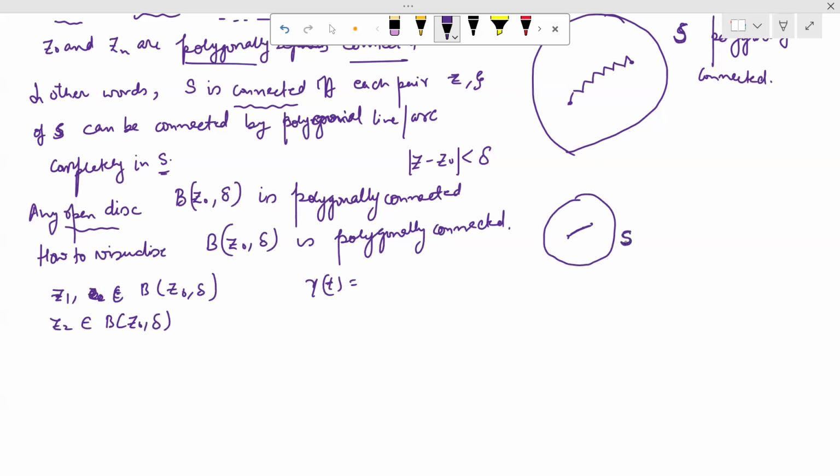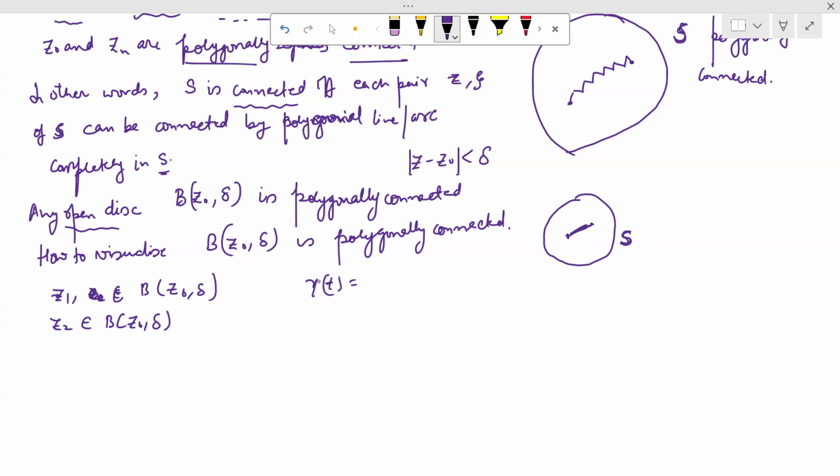So if I'm saying that S is polygonally connected or simply connected, then any two points in this particular set can be joined by a line segment or a polygonal line, and that line must be contained in this set. Only then can we say that this set S is polygonally connected or simply connected. Is that fine? Yes, sir.